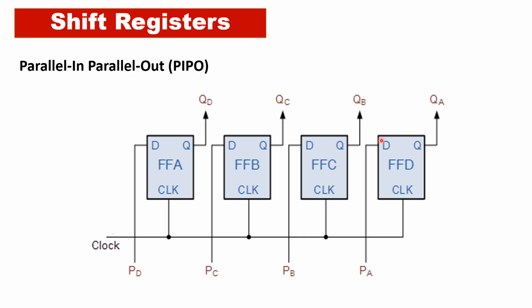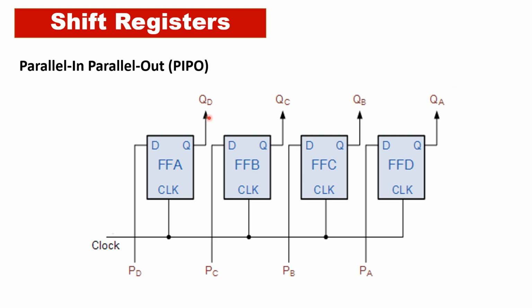Parallel in, parallel out shift registers are digital circuits that handle multiple data bits simultaneously. Unlike serial shift registers, where data is loaded or read one bit at a time, parallel in, parallel out shift registers load and output all the bits at once. Here is a brief overview of how the parallel in, parallel out shift registers work.